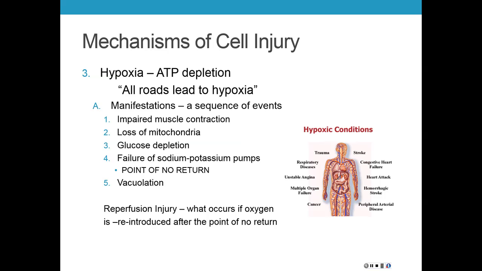Now, the bottom line of hypoxia is that we run out of ATP. When we run out of ATP, we can't do any functions for the cells. When we can't run things in the cells, everything falls apart. This is a little different than the description in the book, but I'd like you to know these steps in order as they are here. So these are really the manifestations of what really starts to happen with hypoxia.